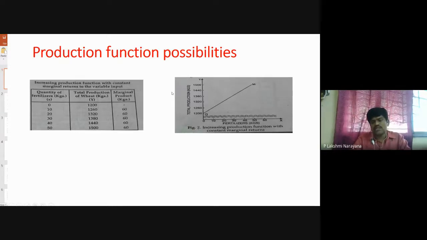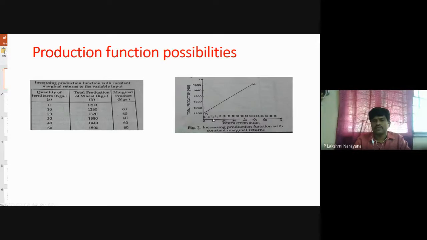This can be shown in a graph. Fertilizer in cases is shown on the x-axis, and on the y-axis total production in kgs. The relationship is like a straight line. Everywhere the difference is 60. That's why the output is increasing, but the difference is the same.